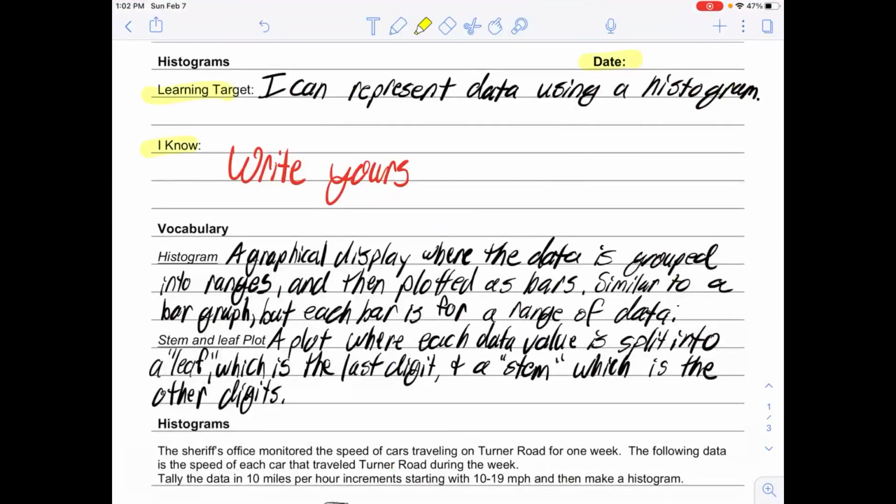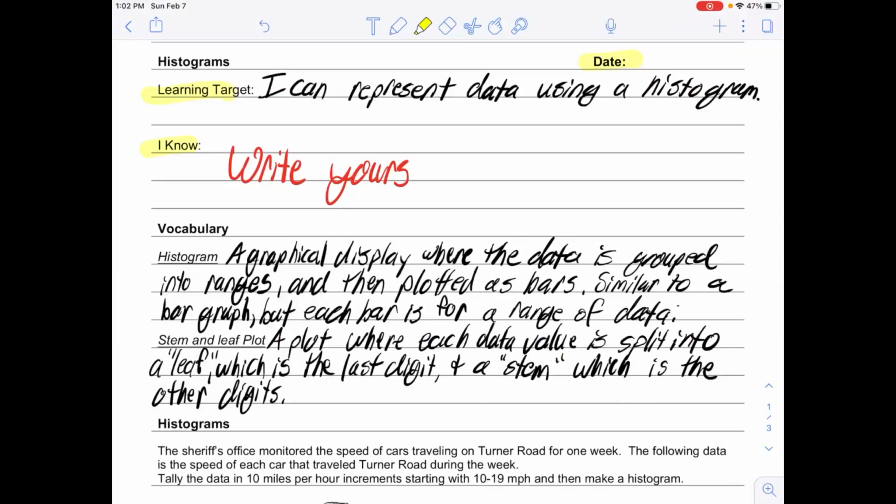We've been talking about data and analyzing data using mean, median, mode, range, using that to solve problems. A histogram is a way to represent data and to display it. So you know a lot about data, so you can write that.